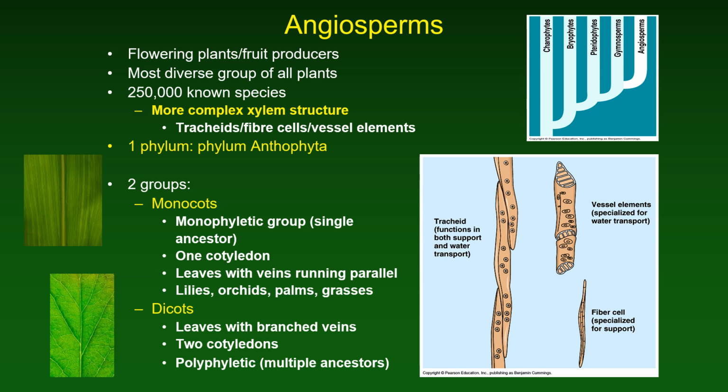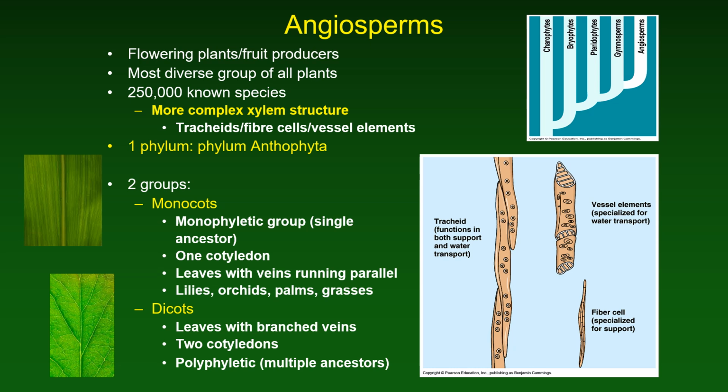We have one last group of plants to talk about, and those are the angiosperms, the flowering plants. They get their name from the fact that they make fruit, and they're the most diverse group of plants and the largest group. There's at least 250,000 species, and it's thought that right now they make up about 90% of the species of plants on the planet.